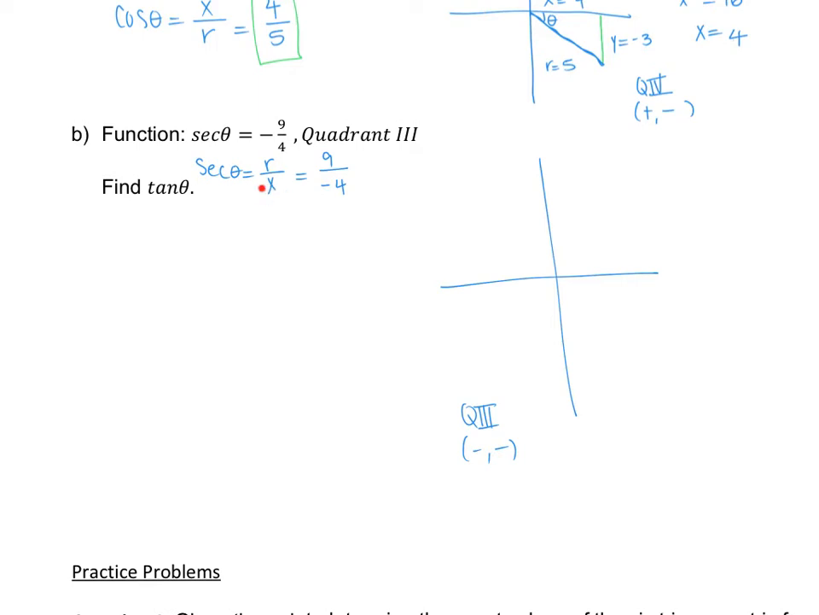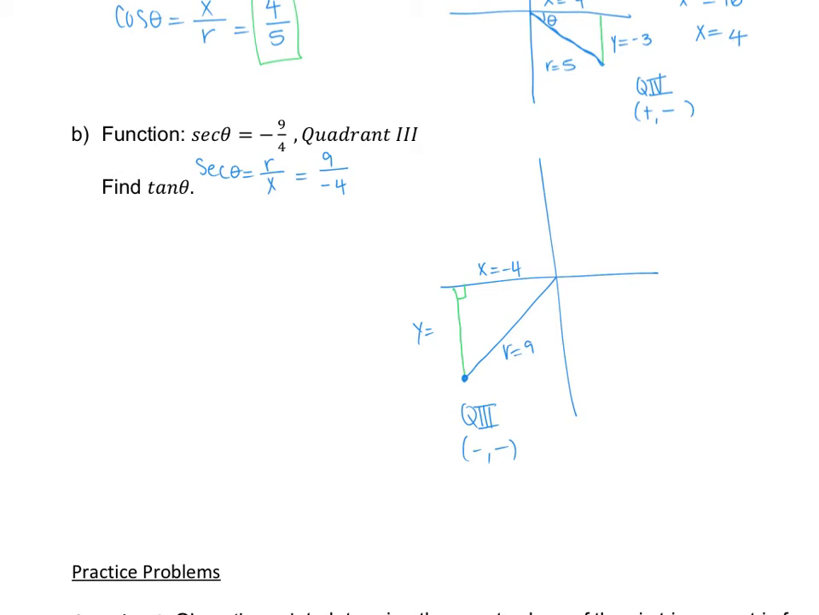And so if I were to draw this angle, remember, you're going to draw the angle out, but make sure you draw the triangle towards the x-axis. From here, I can see that my radius here is 9. My x value here is negative 4. I don't know what y is, but I can find that out.